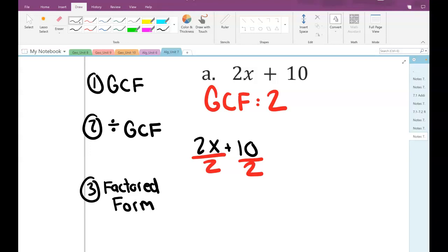factored form. We divide each by 2. We put our GCF in the front. So you write 2, and then parentheses. And then we divide each term by 2. So 2x divided by 2 is just an x. 10 divided by 2 is 5. So we do plus 5.